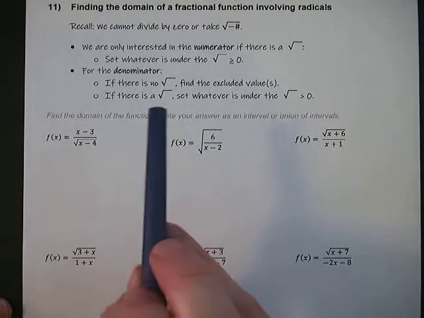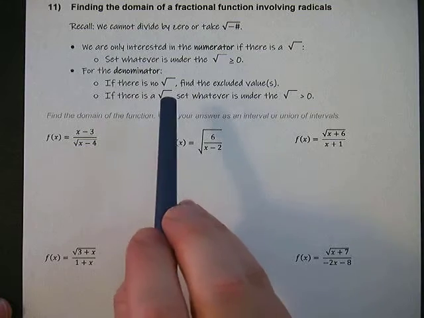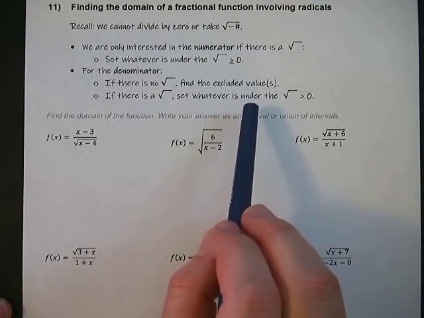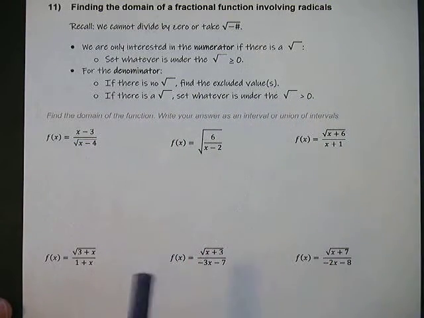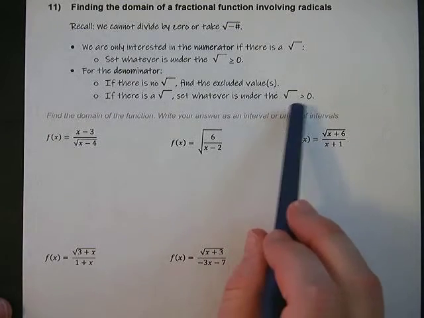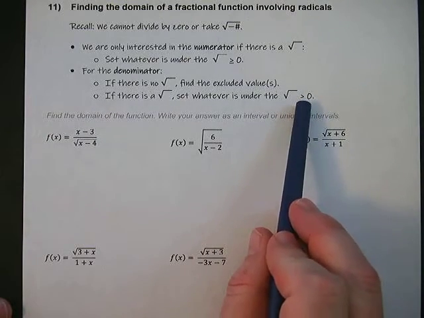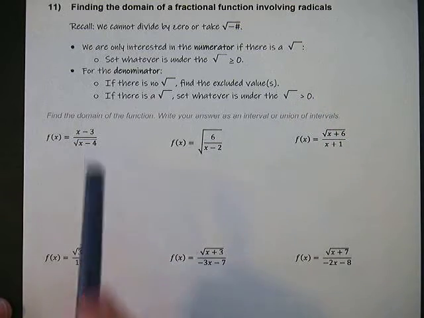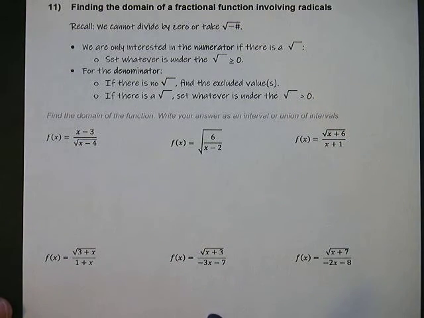If there is a square root in the denominator, then you set the whole inside of the square root greater than zero. That's different from what we did before when the square root was not on the bottom of a fraction. The reason that we're setting it only greater than zero, not greater than or equal to zero, is that the denominator can't be zero. So we're going to strictly say greater than zero.